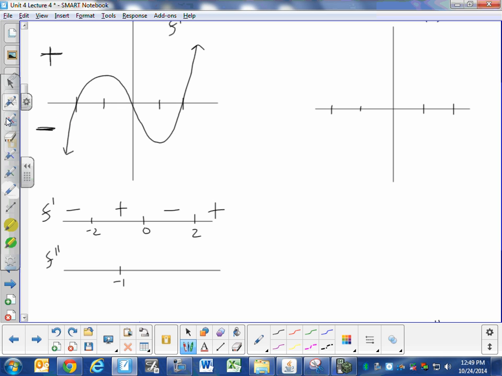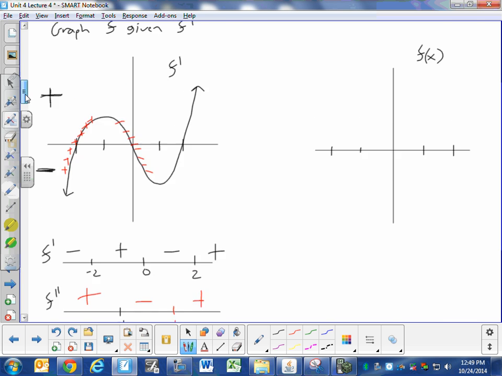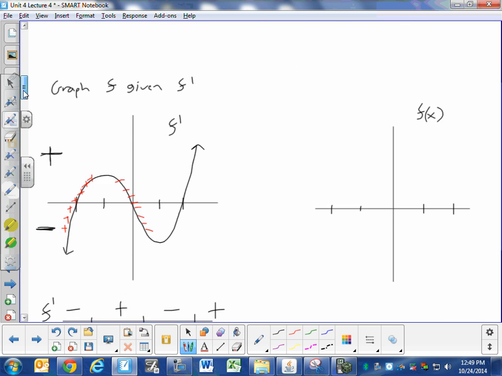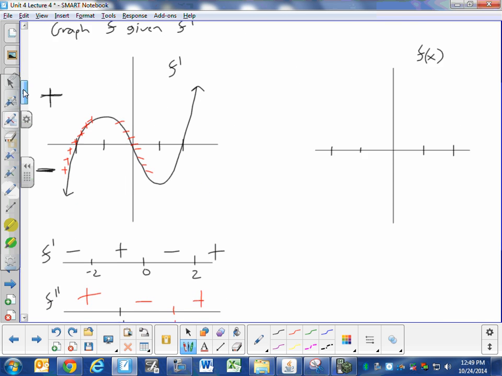We would be looking at the slopes of the tangents of f prime to get the values of f double prime. They'd be positive to the left of -1. They'd be negative until we get to 1. And then they'd be positive thereafter. And if I am not mistaken, it's the exact same graph as this. Okay? So we don't even have to sketch it.